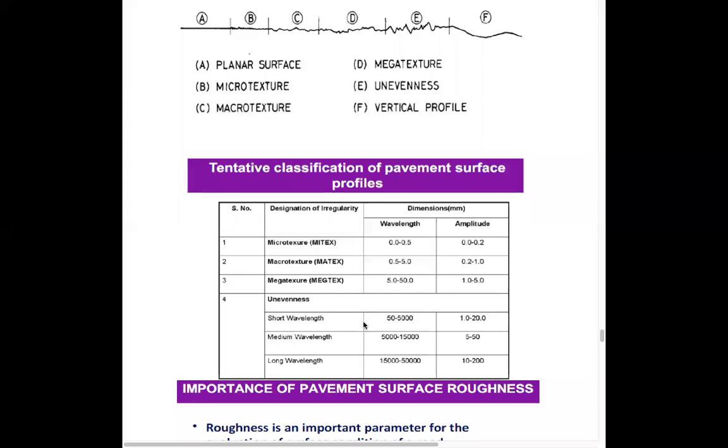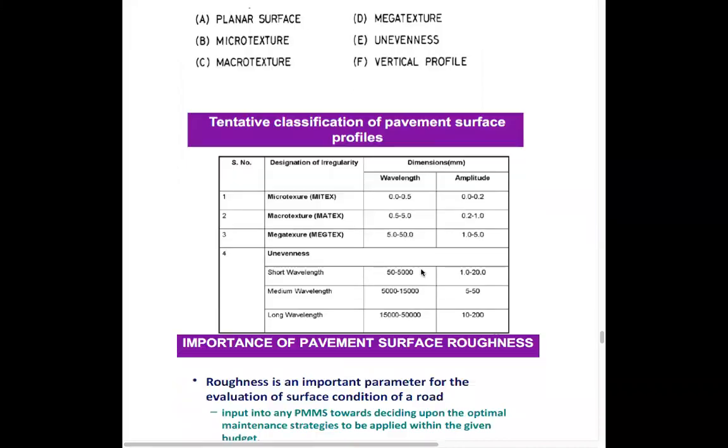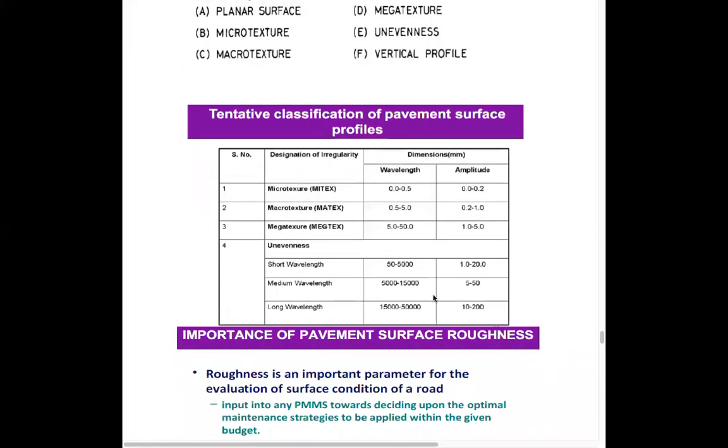Okay, so they have classified the dimensions of the wavelength. The wavelength of short is in the range of 50 to 5000 mm, and the amplitude of the same wave is 1 to 20. You need not worry about this. Just for your understanding, I have put this particular table. So unevenness is classified into short, medium and long.